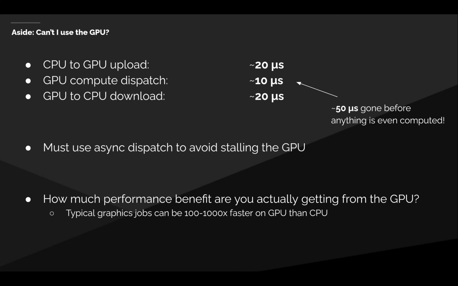And finally, how much performance benefit are you getting? When graphics programmers move their code from the CPU to the GPU, it can be 100 to 1,000 times faster. So unless you're getting that same benefit, they're going to be complaining, saying, well, I could be using that time much more effectively than you.